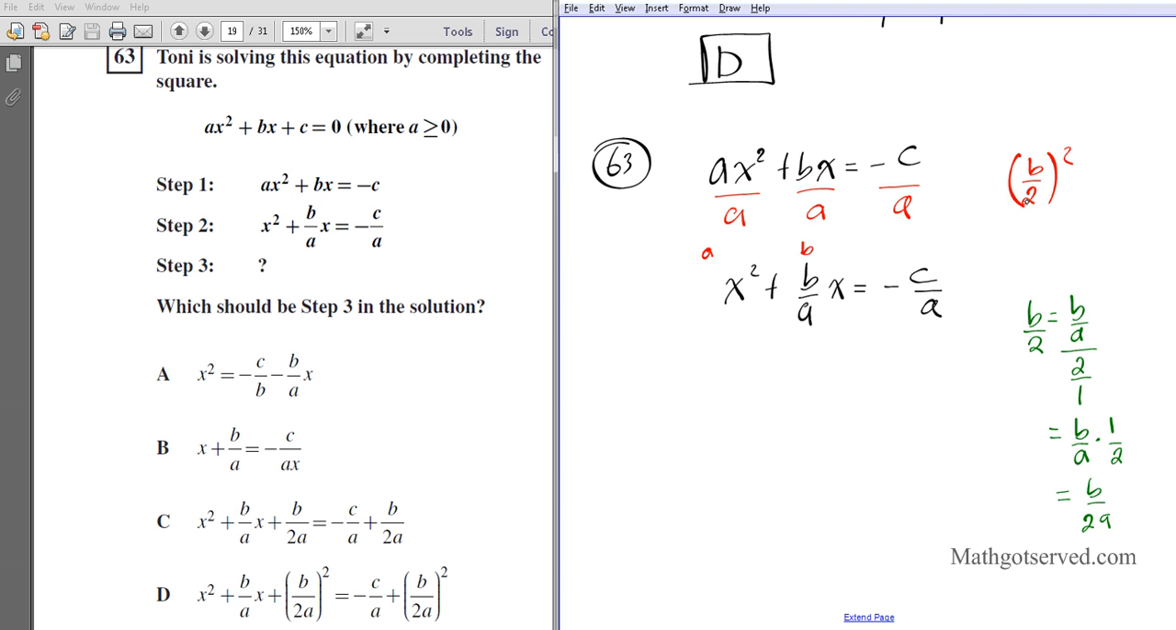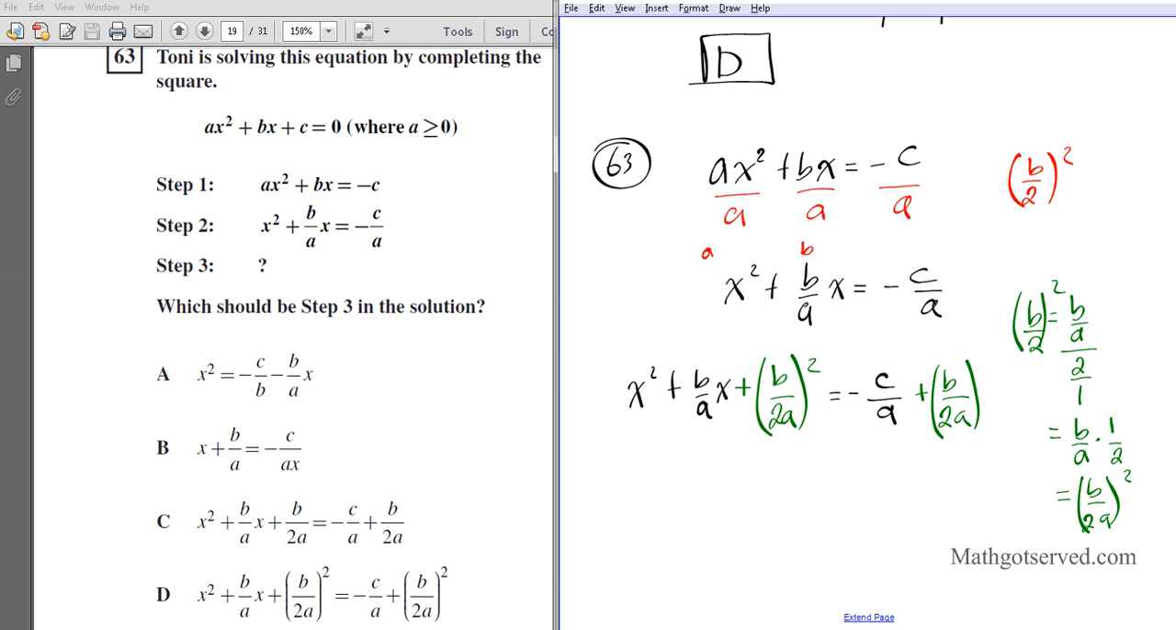All right? So you don't just do b over 2, you do b over 2 squared, right? So we're going to have to square this. So that means we'll square this also. So b over 2 squared is what completes the square. We're going to add that to both sides, and that will be step 3. So we're going to have x squared plus b over a x, and then you're going to add b over 2a squared to the left side, and to the right side you're also going to add b over 2a squared. Okay, there you have it. So guess what? The correct answer is option D.